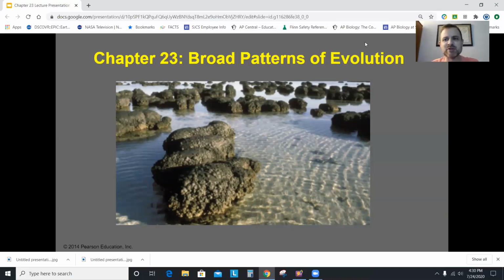This chapter is a pretty simple chapter. There's some important concepts to discuss, but compared to some of the other more detailed chapters we've had, this one hopefully you'll find pretty simple.